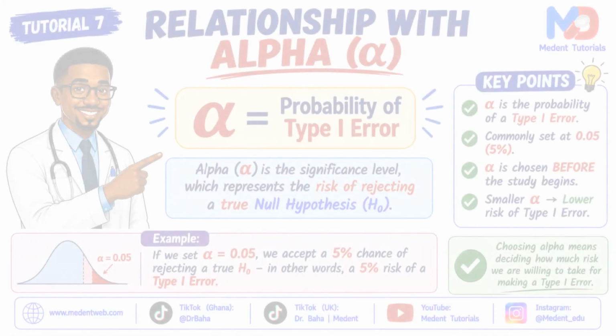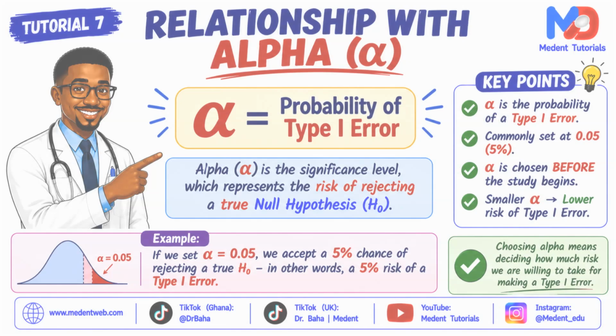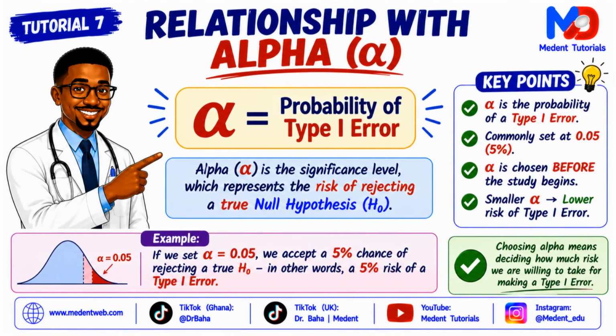The significance level alpha represents the probability of making a type 1 error. So anyway you see alpha, it's type 1 error. Choosing alpha as 0.05 means accepting a 5% risk of this error.